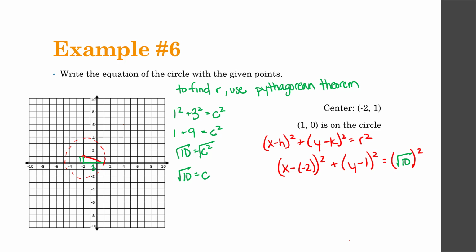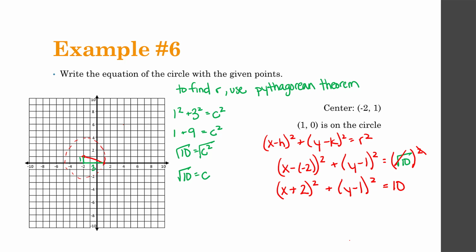Now I'm going to go through and simplify everything I can. So I have a double negative with the x, so (x + 2) squared, and then (y - 1) squared equals the square root of 10, squared. The square and the square root undo each other. So these cancel each other out, and you're left with just 10. So that works out very nicely on how those kind of eliminate one another.